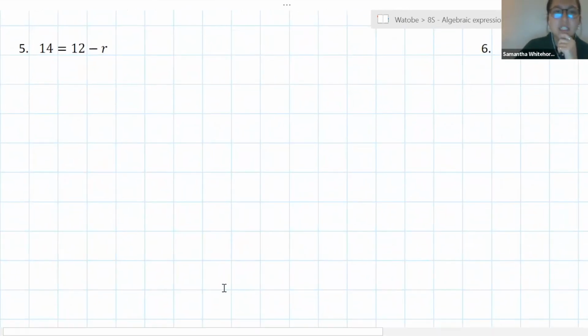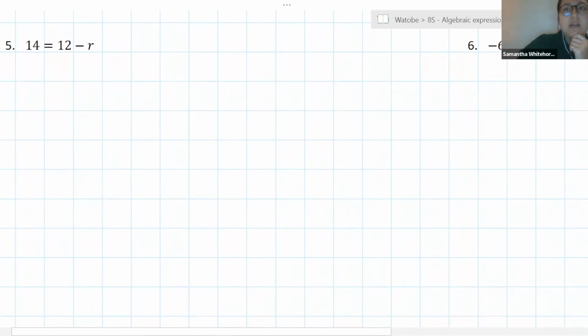Okay, 5 and 6. I want you to try by yourselves. Let's go. So for 5, you've got 14 equals 12 minus r, and for 6, you've got negative 6 minus 5x is equal to negative 29. Remember, if you want to keep your variable on the right, that is absolutely fine. It does not have to be on the left, but you are solving for positive 1r or positive 1x or whatever variable you have.